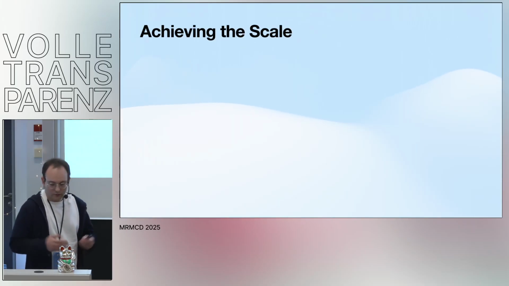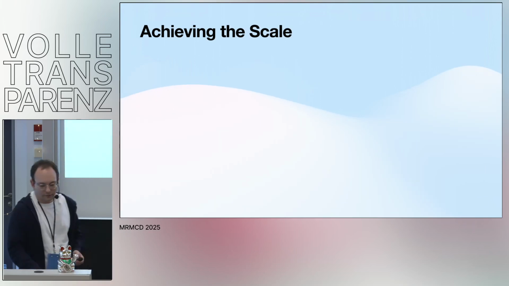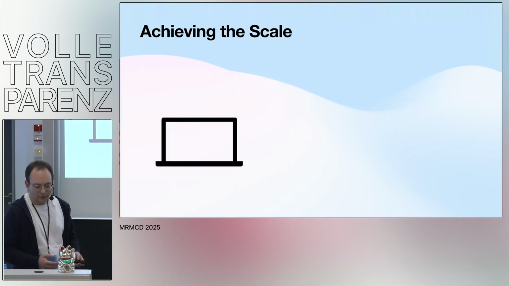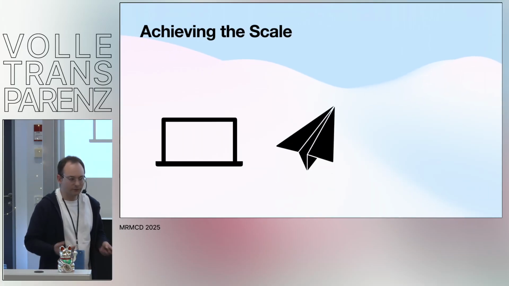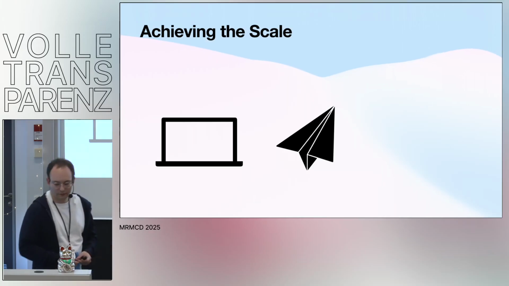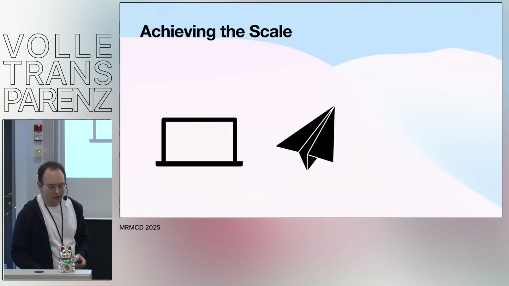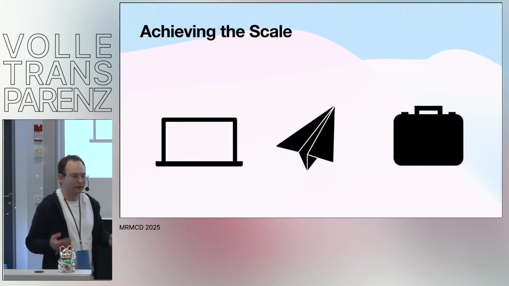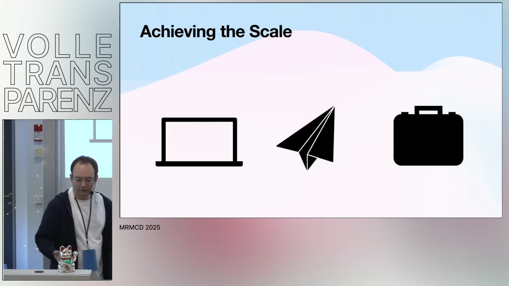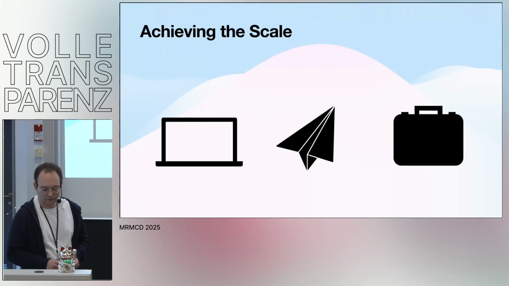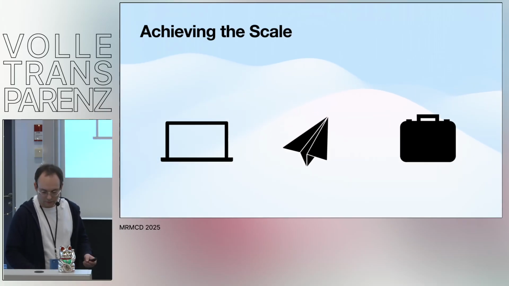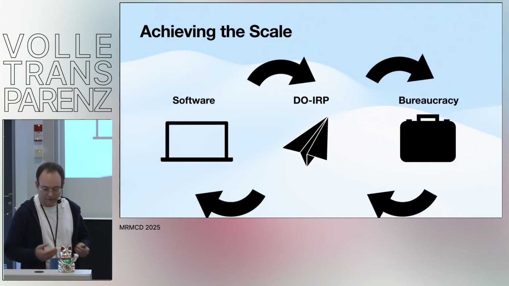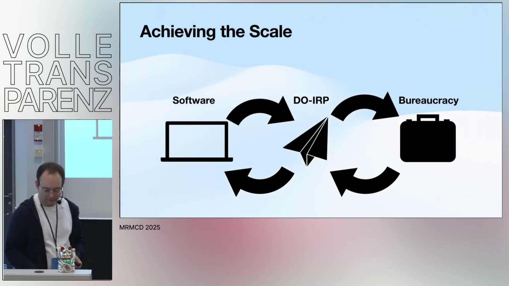And to achieve the scale, I think there are 3 parts to it. There is on the one hand the software that they use. On the other hand, there are the protocols that they use, and of course these aspects are connected. And lastly, there's the bureaucracy behind it, how it's administered, how the DOIs are assigned, and the organizations in the background doing a lot of work. These parts, like I said, are of course all connected and influence each other.